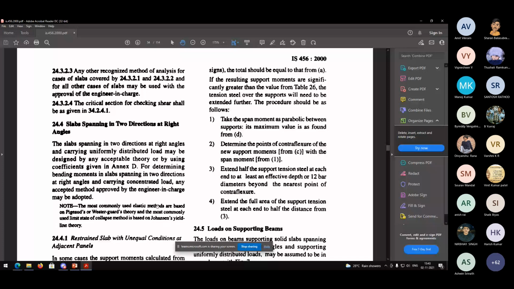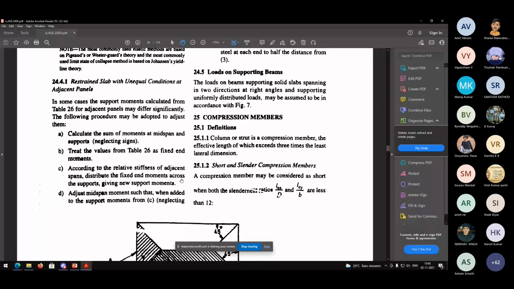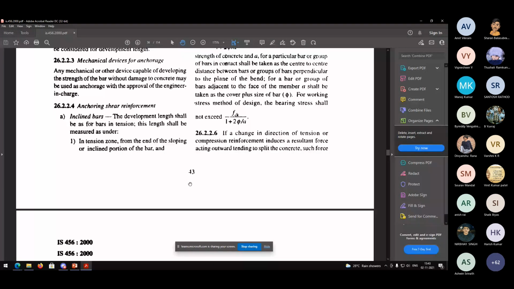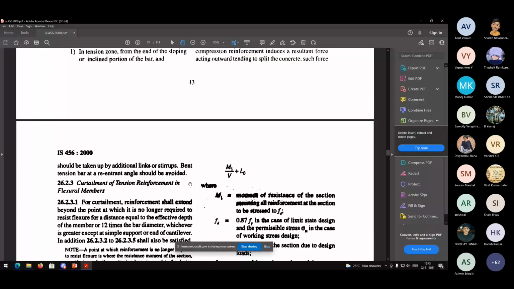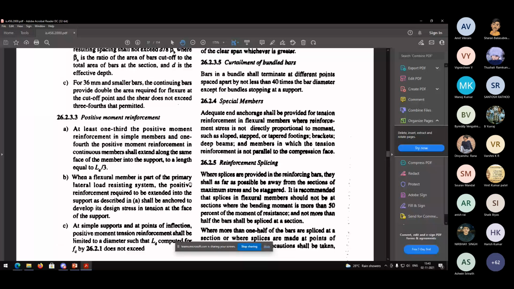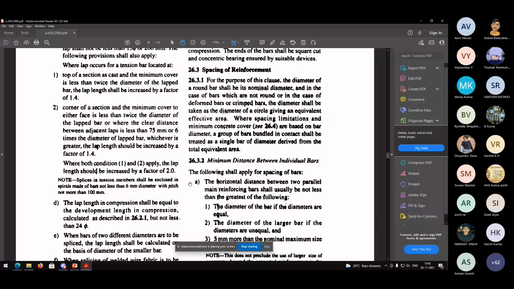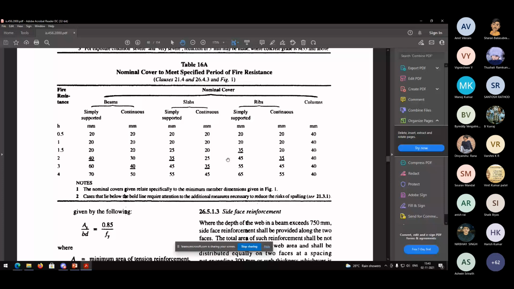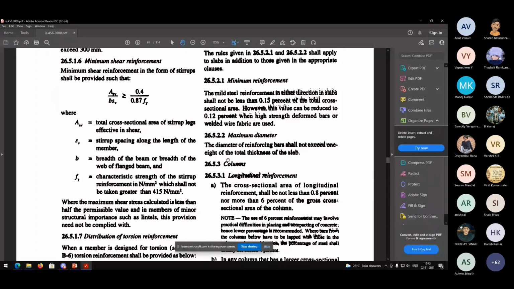All right, so then going down to reinforcements. Tension reinforcement, negative. These things you've already seen. I mean, shear reinforcement, columns, torsion reinforcement. So these are all for columns. Okay, I think this is about done.